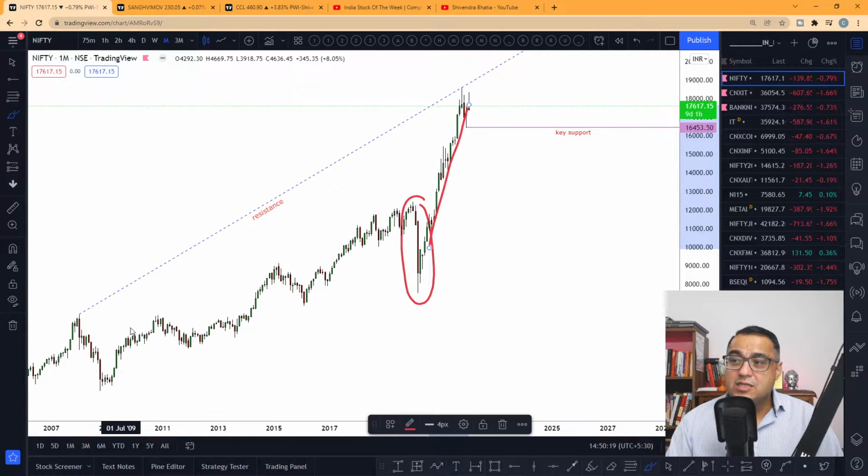And at the same point, I want to take your attention to something very important. As you can see, this is now the monthly chart. And I want to again highlight, this is the weekly, third week of January, that is 22nd Jan 2022. I'm sharing my view on this one.